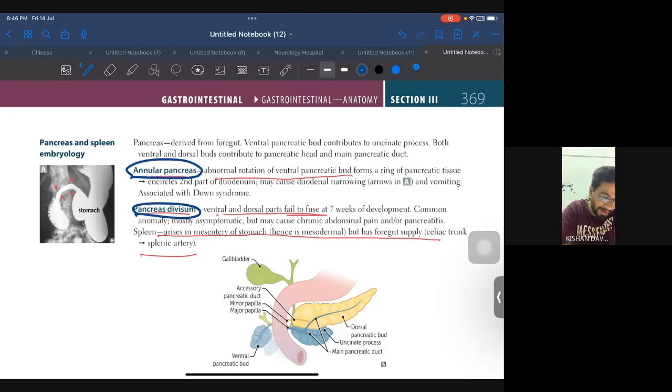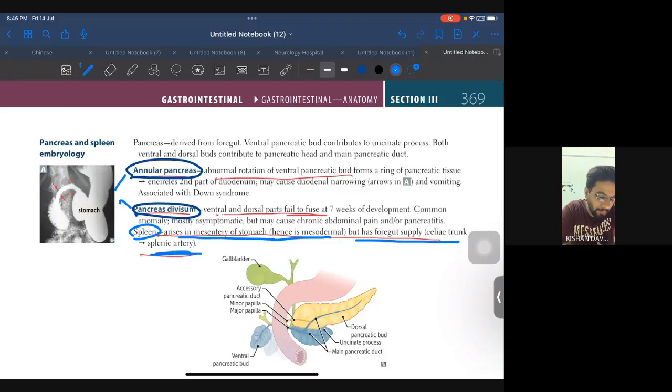So before that, let's just see one thing. The spleen arises in the mesentery of the stomach, hence it's mesodermal, but has foregut supply. Okay, mesentery में develop है but foregut supply है. And let's just see annular pancreas and pancreas divisum.